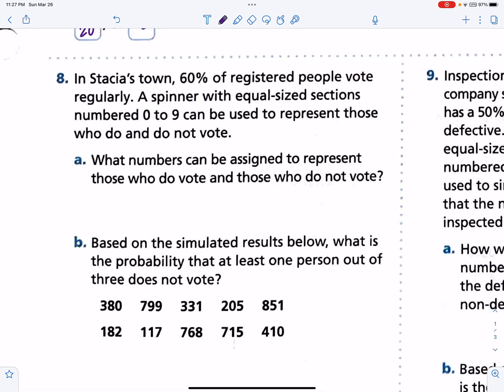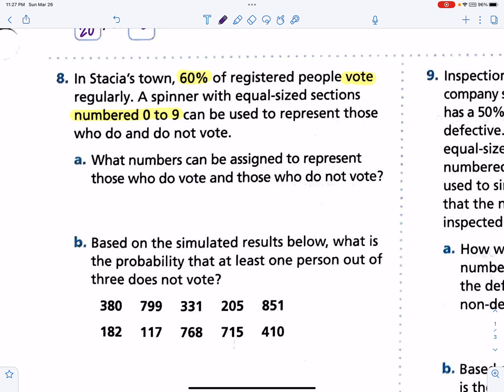All right, let's go ahead and take a look at number 8. For number 8, again, let's highlight our information. 60% of registered people vote, so 60 people vote. We're using a spinner, still numbered 0 to 9, okay? And they're asking us what numbers can we use to represent who does vote and who doesn't. Yeah, I said that right?